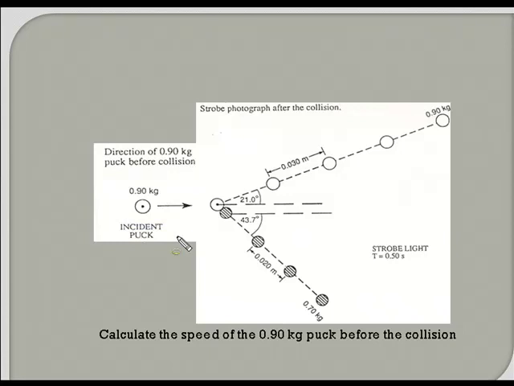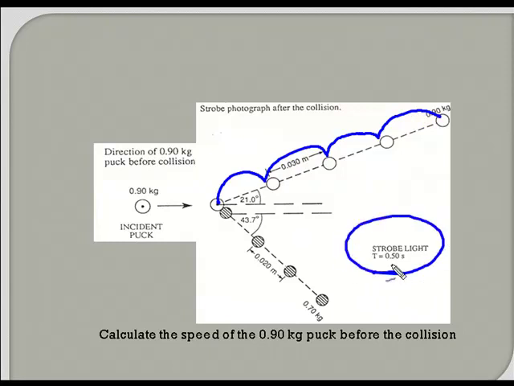There's a collision between that puck and another puck that's 0.7 kilograms, and that is called an oblique collision, which means it hits it just at the side, not head on. So the incident puck, as you see, goes off at an angle of 21 degrees. The other puck, the darker one or the target one, goes off at 43.7 degrees.